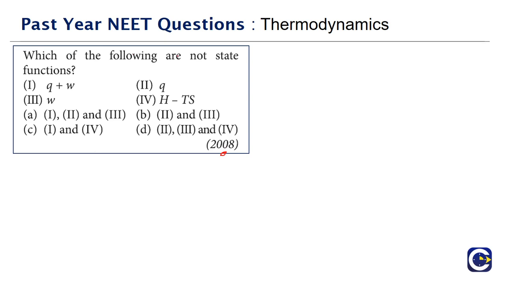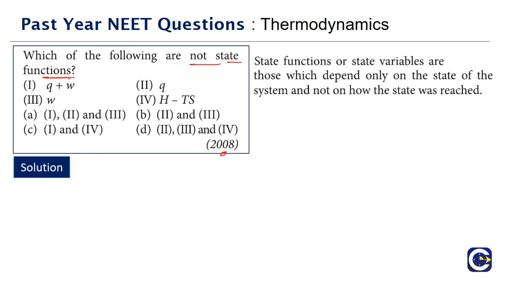Next we have another question that has come in the 2008 paper. Which of the following are not state functions? We have to find out which of them will not be state functions. So first let us look at the definition. The thermodynamic properties or functions we can classify into two categories: state functions and path functions.